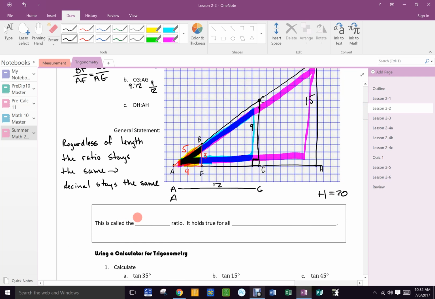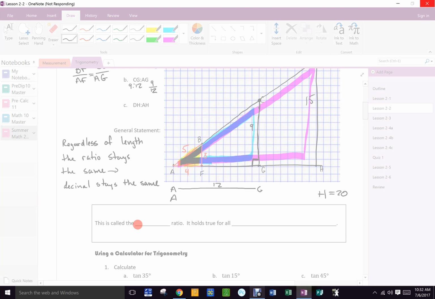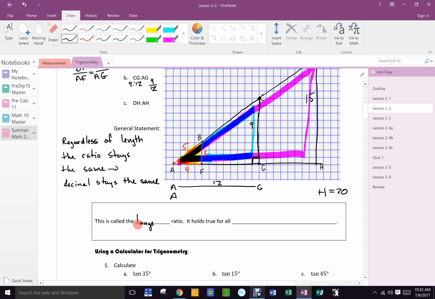This is called the tangent ratio. Tangent. And it holds true for all right angle triangles.